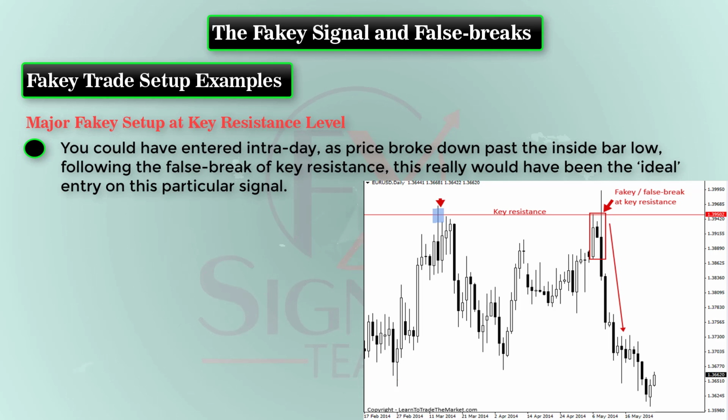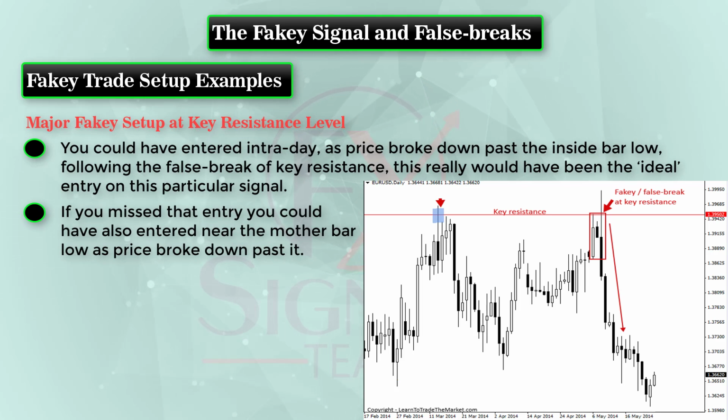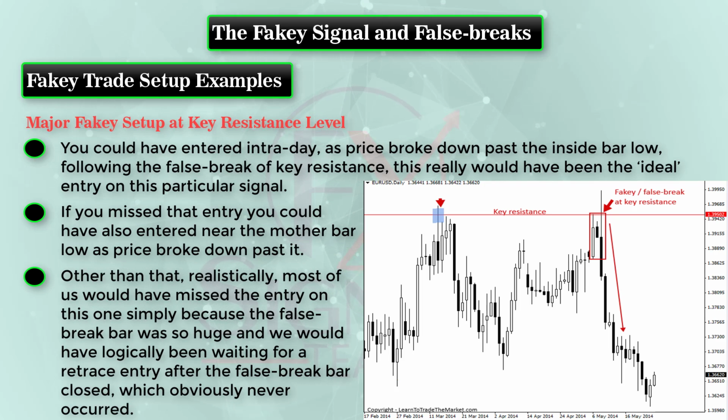You could have entered intraday, as price broke down past the inside bar low, following the false break of key resistance. This really would have been the ideal entry on this particular signal. If you missed that entry, you could have also entered near the mother bar low, as price broke down past it. Other than that, realistically, most of us would have missed the entry on this one simply because the false break bar was so huge, and we would have logically been waiting for a retrace entry after the false break bar closed, which obviously never occurred.